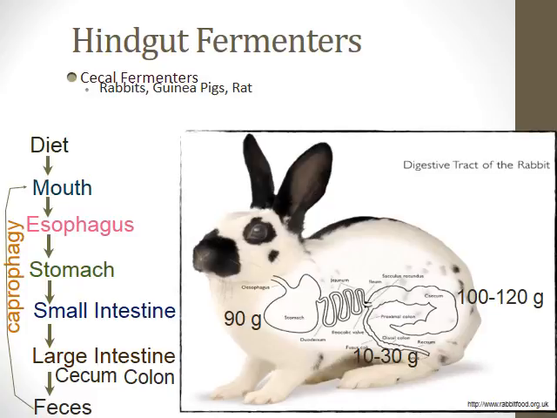The cecum can hold up to 100 to 120 grams of the ingesta. That's 10 times more than the stomach, which can hold about 10 grams, maybe even 30 grams. And the stomach, which can hold up to 90 grams. So the cecum is a place where fermentation occurs predominantly in rabbits, guinea pigs, also the rat. And then another example of that is the koala. These are all hindgut fermenters where they digest or break down the food in the cecum.